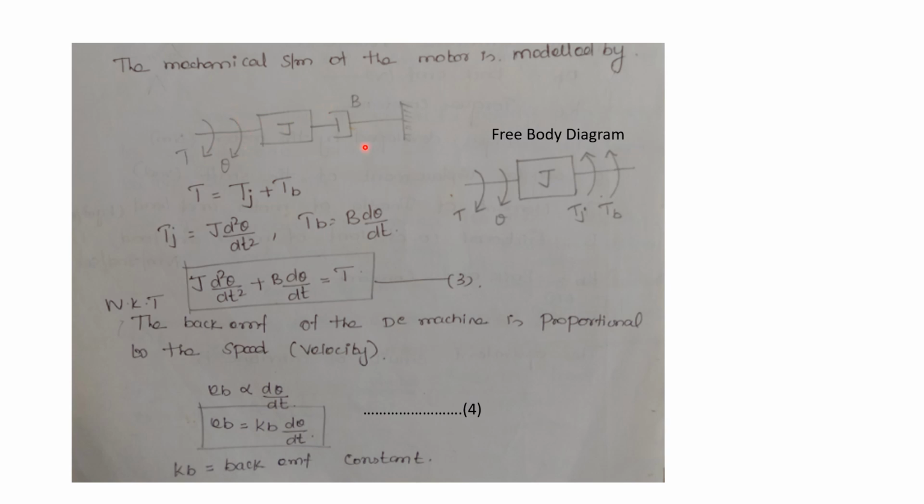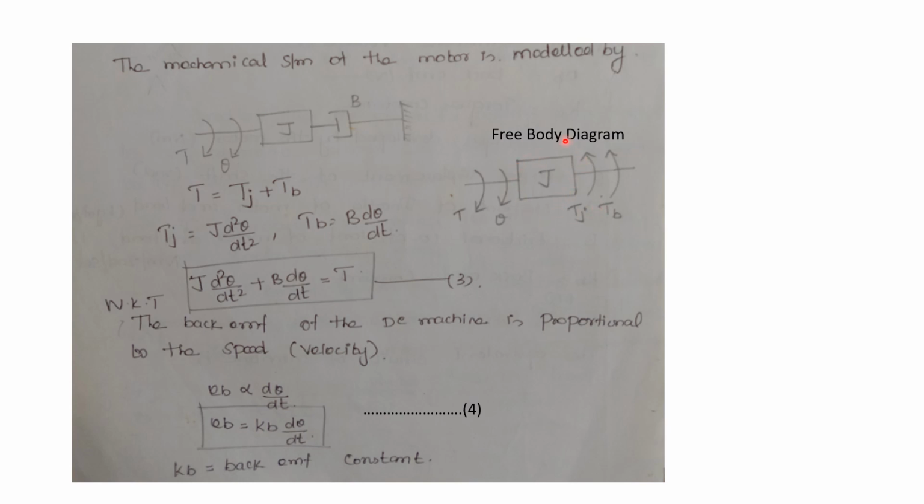To analyze this, we have to draw the free body diagram. Here there will be a single mass, that is the moment of inertia of mass. So correspondingly, we have a single free body diagram. If we have two masses, correspondingly here we have to write two free body diagrams one by one. Now we have a single moment of inertia of mass, so correspondingly we will have a single free body diagram.